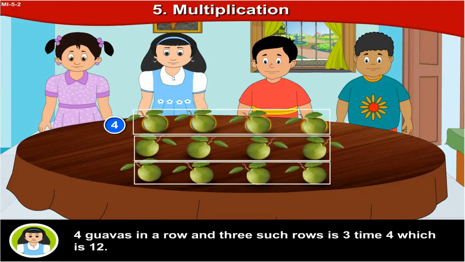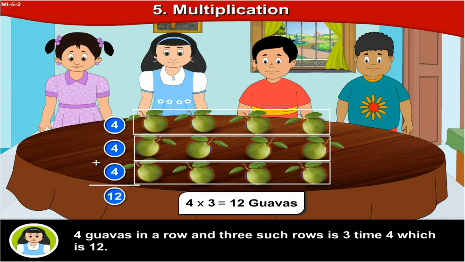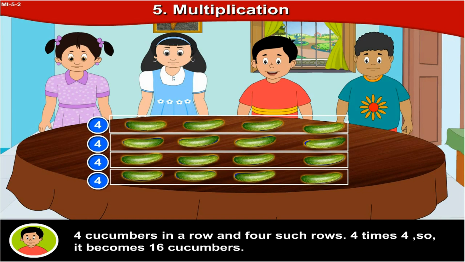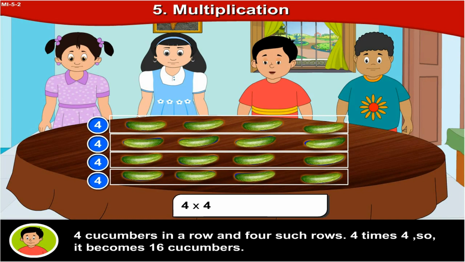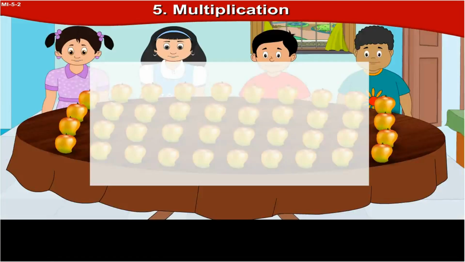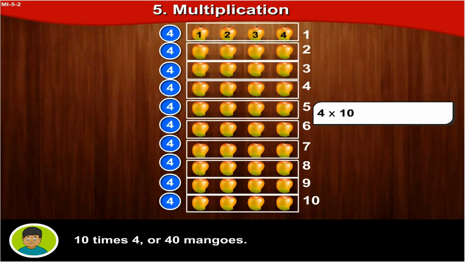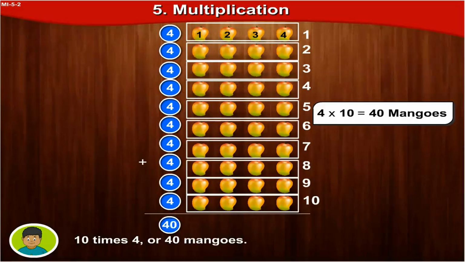4 guavas in a row and 3 such rows is 3 times 4, which is 12. 4 cucumbers in a row and 4 such rows means 4 times 4. So it becomes 16 cucumbers. 4 mangoes in a row and 10 such rows, 10 times 4 or 40 mangoes.